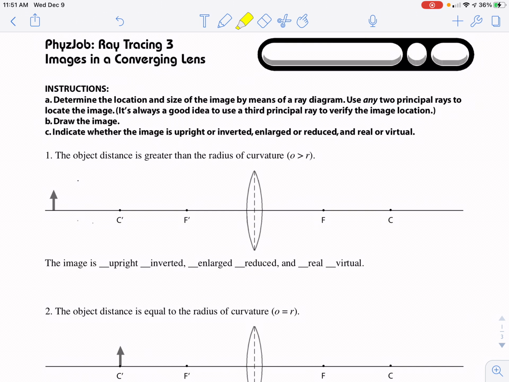Let's take a look. Now, in any of these problems, you really only need to draw two principal rays to locate an image. Where two rays intersect, that's where the image is formed. If the arrow we draw from the principal axis to the intersection point is upside down, that means the image is inverted. If it's right side up, it's upright. If the image is a longer arrow than this object over here, then it's an enlarged image. If it's smaller, it's a reduced image.